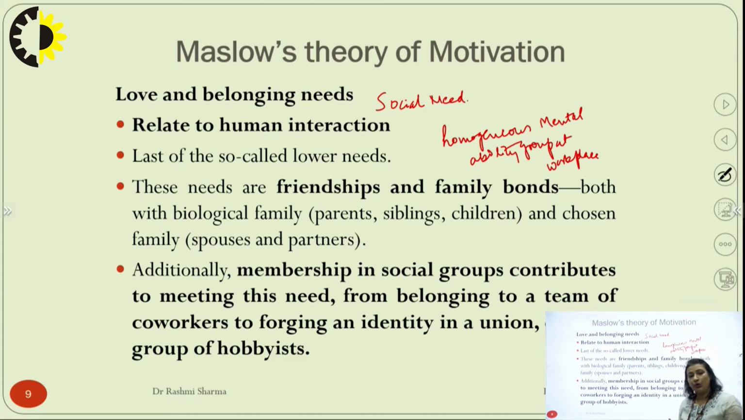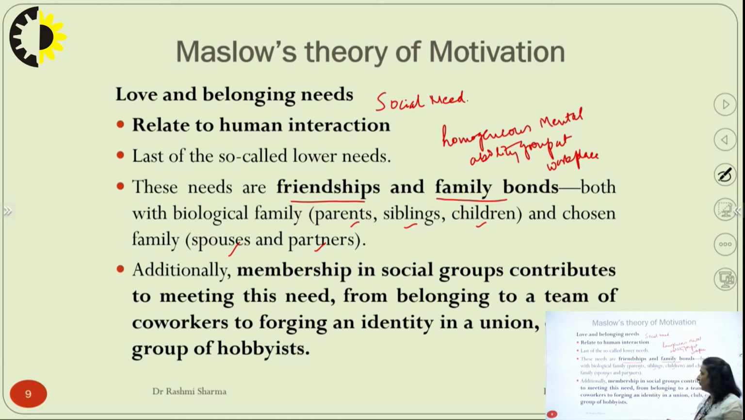Similarly, when you have a strong bonding at your home with your relatives, with your family, with your friends, with your colleagues, then the love and relationship need is fulfilled for that particular employee, and that employee becomes motivated. So then after the homogeneous group comes friendship and family. Obviously, when you have a biological relationship, I mean the parents or the siblings and the children, and the family, or the chosen partners can be your spouses, business partners. That person may not be your friend, may not be your colleague, but is a person on whom you can rely. So those partners and spouses can work as a special social need which is being fulfilled.